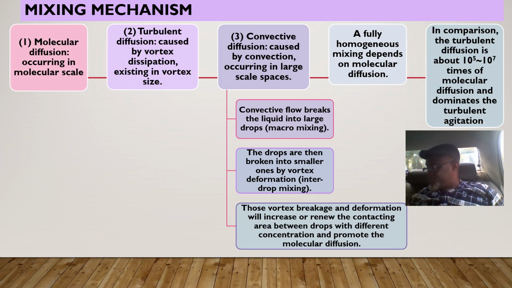Mixing mechanism. Now the mechanism for these mixing processes follows different methods. One is molecular diffusion, and this occurs at the molecular scale or level. The second one is turbulent diffusion. Now, molecular diffusion is similar to when we talk about laminar flow or laminar diffusion. Turbulent flow is caused by vortex dissipation.